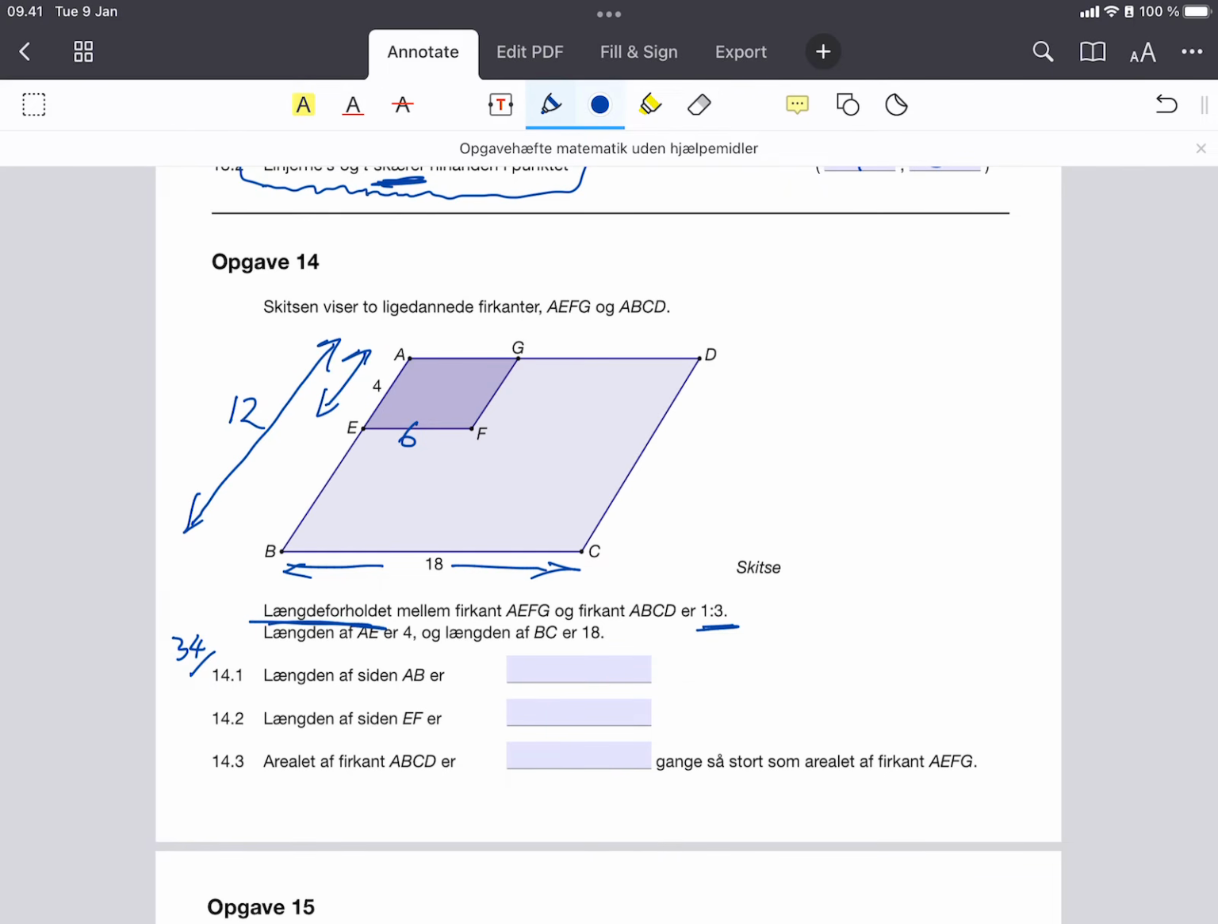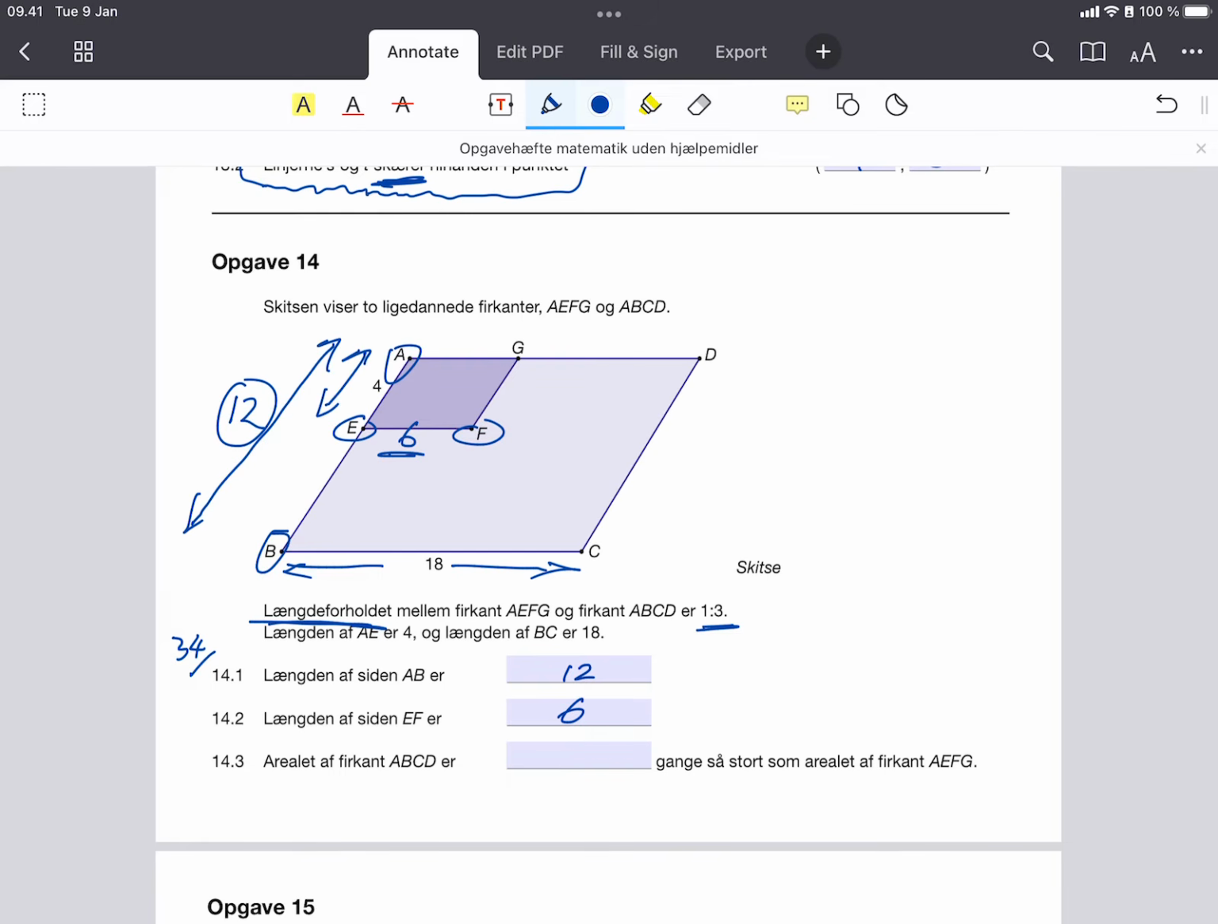So it says the length of side AB is what? So AB from A to B, well, I've already answered that, that's 12. The length of side EF, so that's from E to F, well, I've already answered that, it's 6.